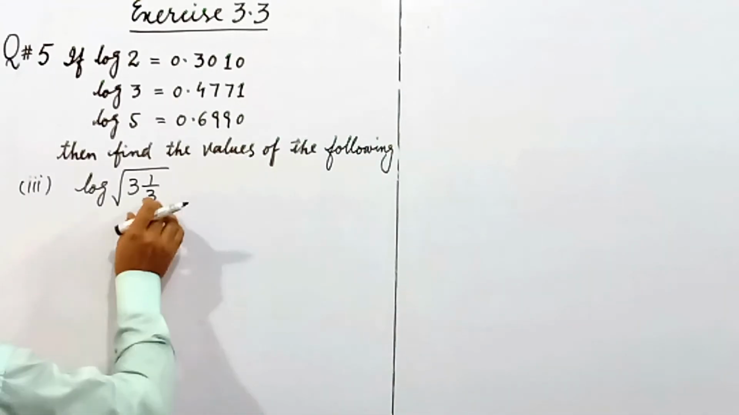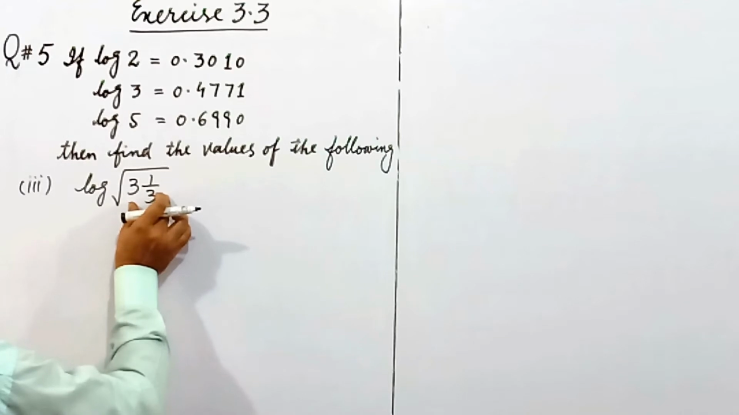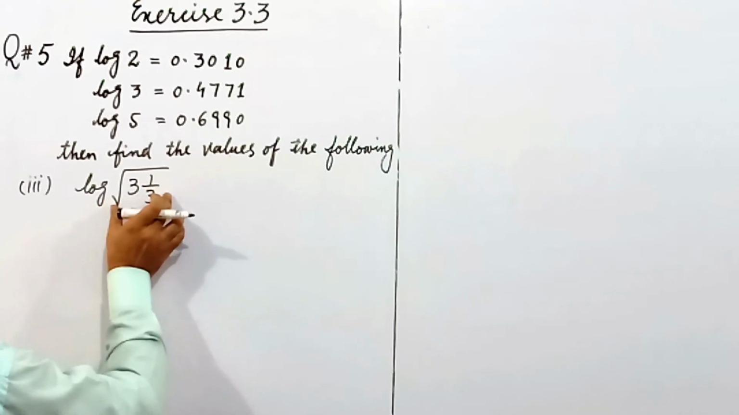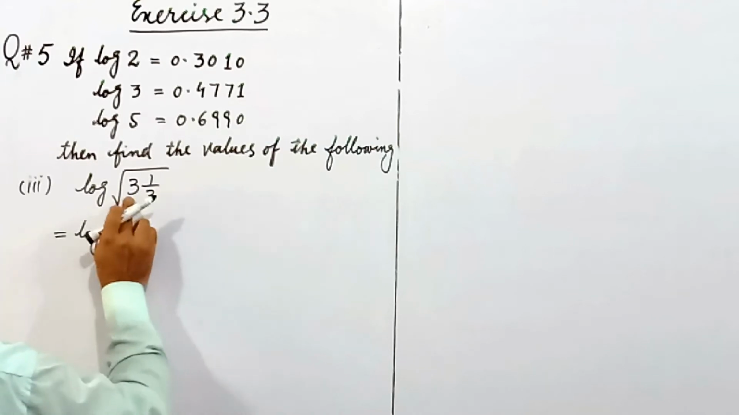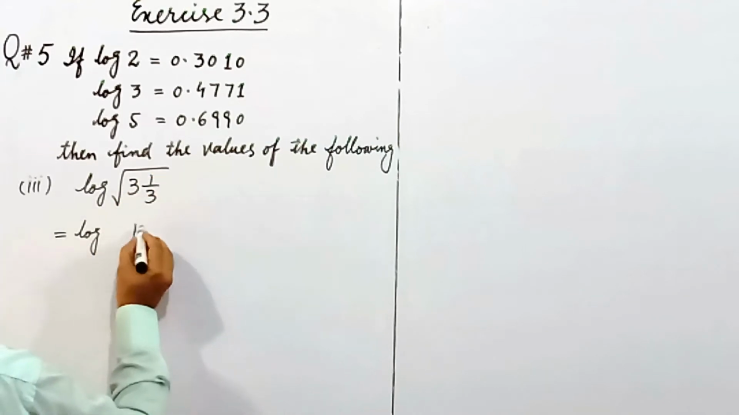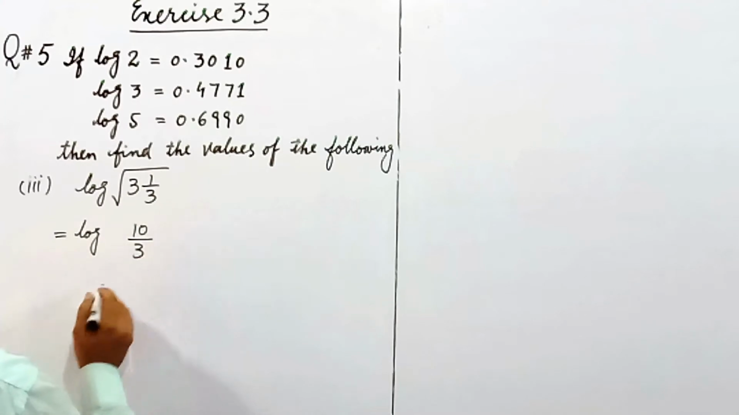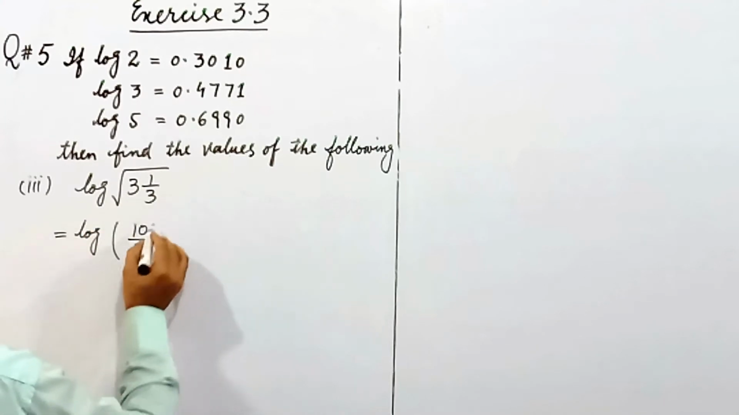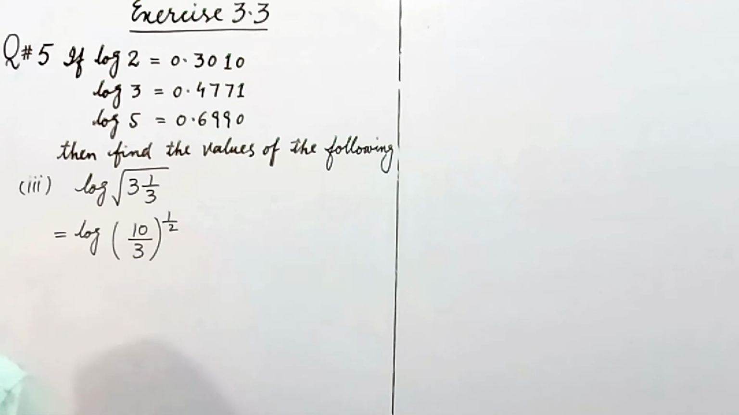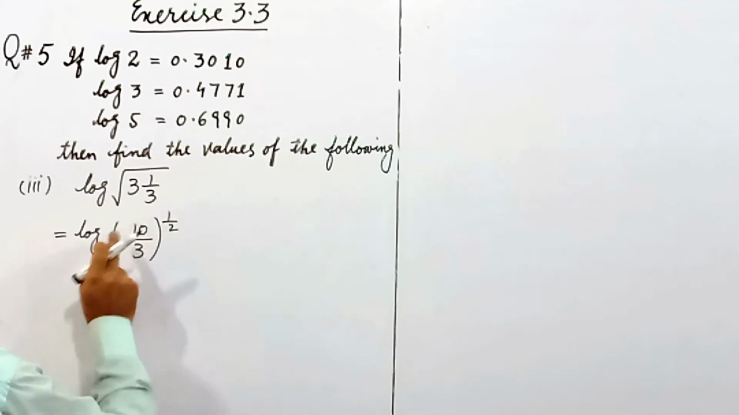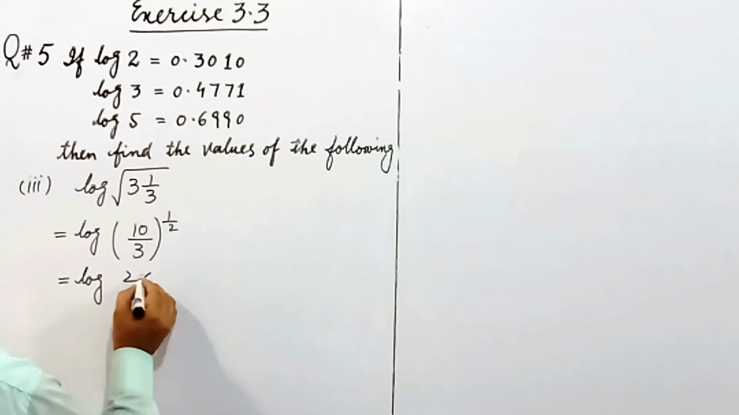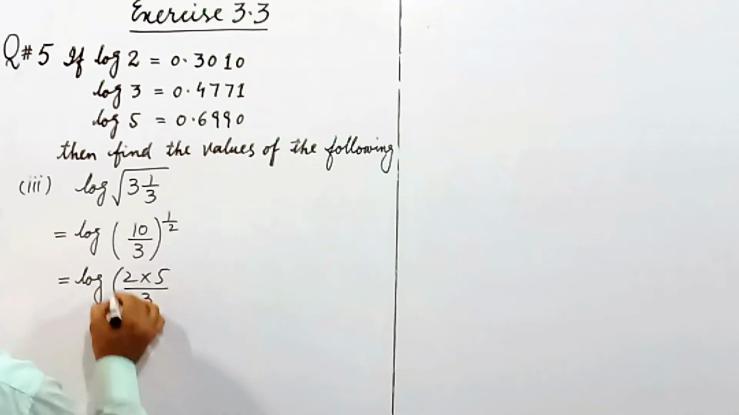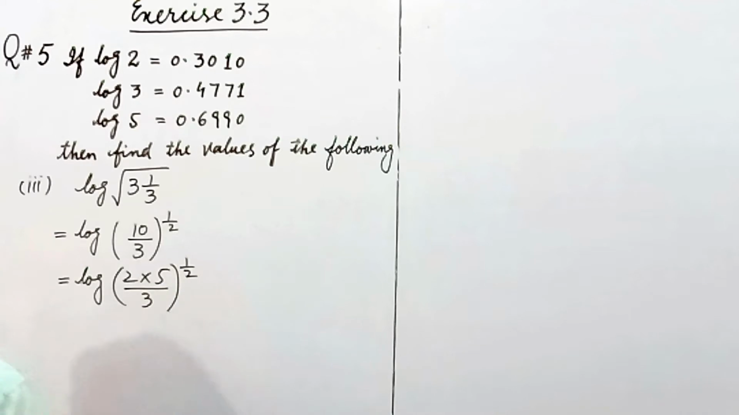In this we have to convert this mixed fraction into an improper fraction first, as well as convert the radical form into exponential. It equals log of 3 times 3 is 9 plus 1, 10 over 3, and the square root will change into whole power 1 by 2. As 10 is a composite number, we write its prime factors: log of 2 into 5 divided by 3, whole power 1 by 2.